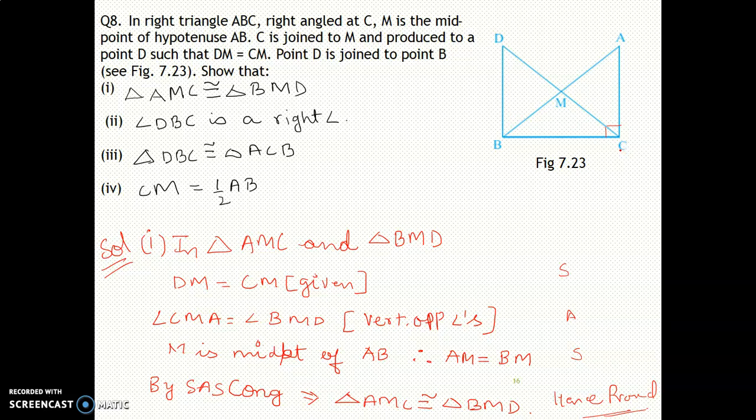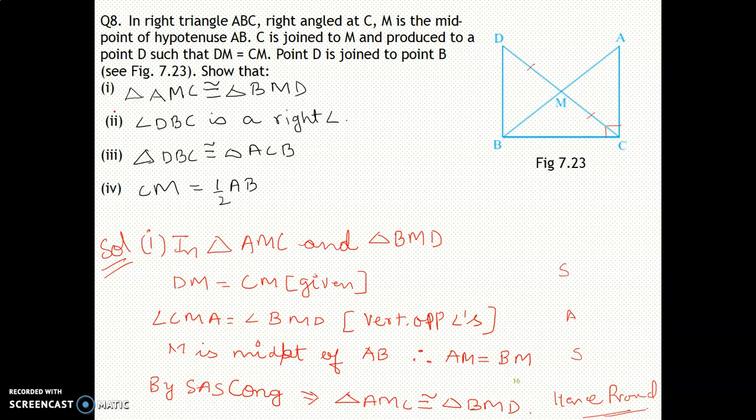C is joined to M and produced to a point D such that DM is equal to CM. This is given that DM is equal to CM. This is given to us. Okay. Now, what is the question? Point D is joined to point B. See figure 7.23. Show that: first part it is saying triangle AMC is congruent to triangle BMD.